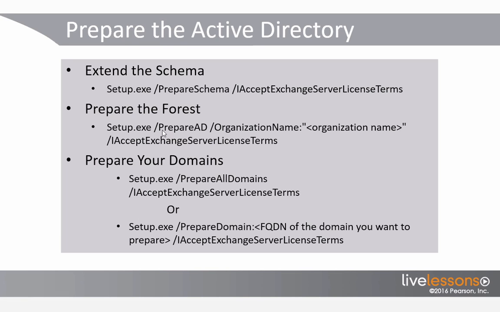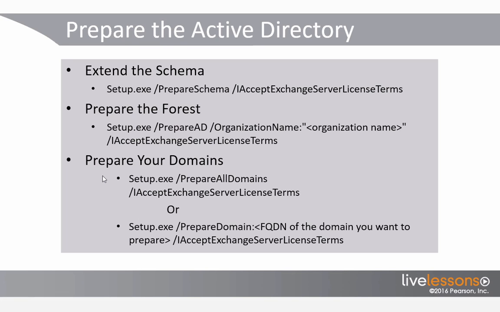again, and this time you're going to run it with the /PrepareAD switch and the /OrganizationName switch, and you're going to follow the organization name with the name of your Exchange Server organization, which at this point we don't have an Exchange Server organization name, so you'll want to put that in there. And keep in mind, you're not going to be able to change the organization name once it's set, so think long and hard about what organization name you want to use. And then, of course, you'll have to use the /IAcceptExchangeServerLicenseTerms switch.